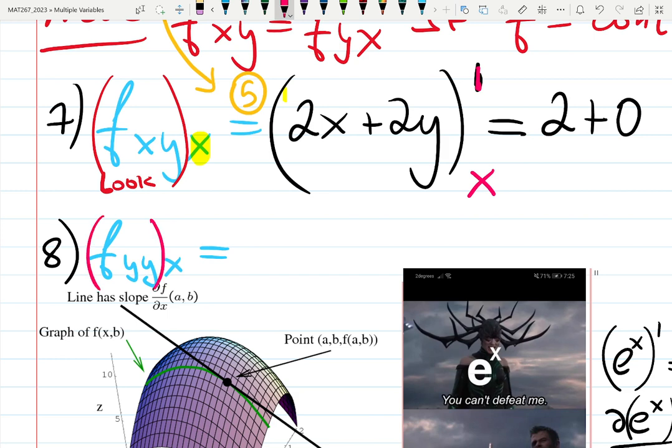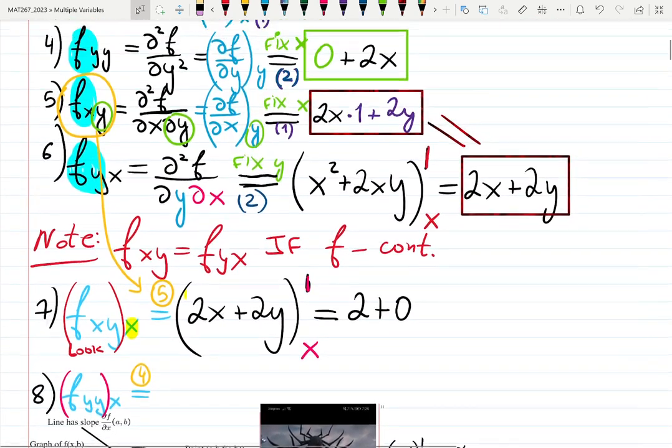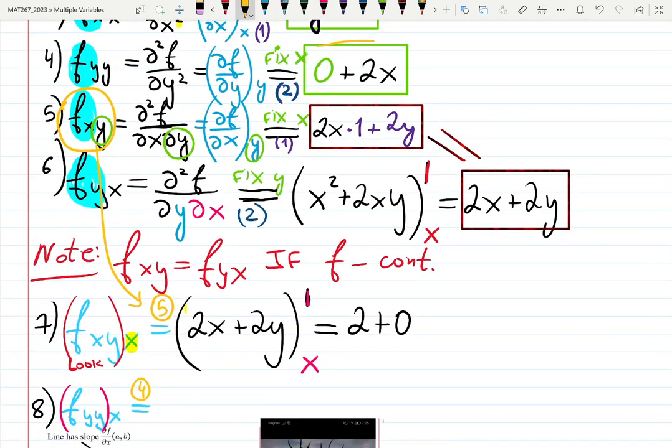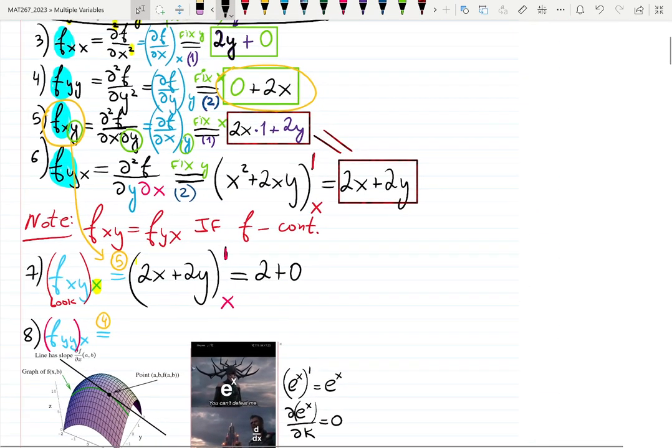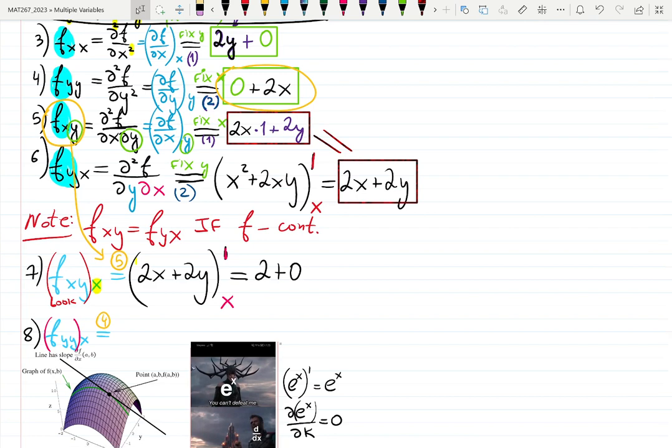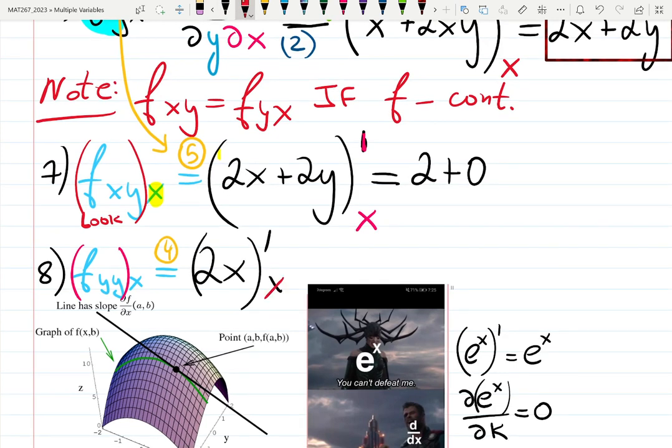Step 1, where to look. Everything before x tells you where to look. That means find equation number 4. Let me check if you're right. I'm looking up. Number 4 is fyy. Yes, that's the one. fyy. So I'm going to copy that. It's 0 plus 2x. So I'm just going to copy 2x. 2x differentiating with respect to x gives you 2. That is the correct answer.